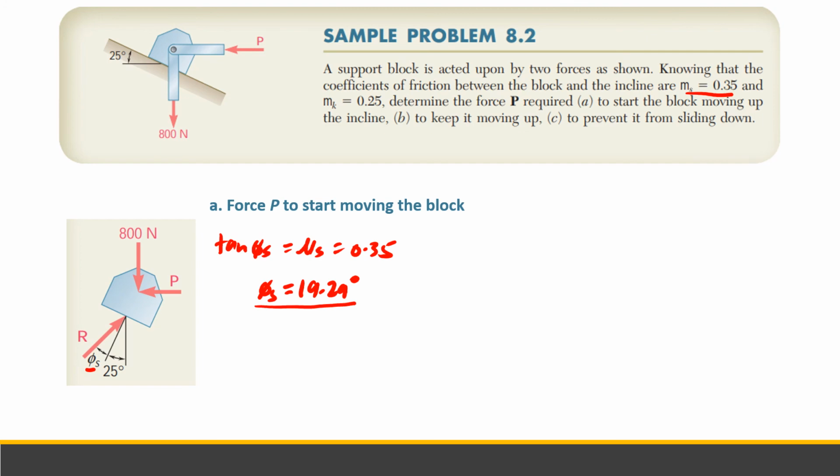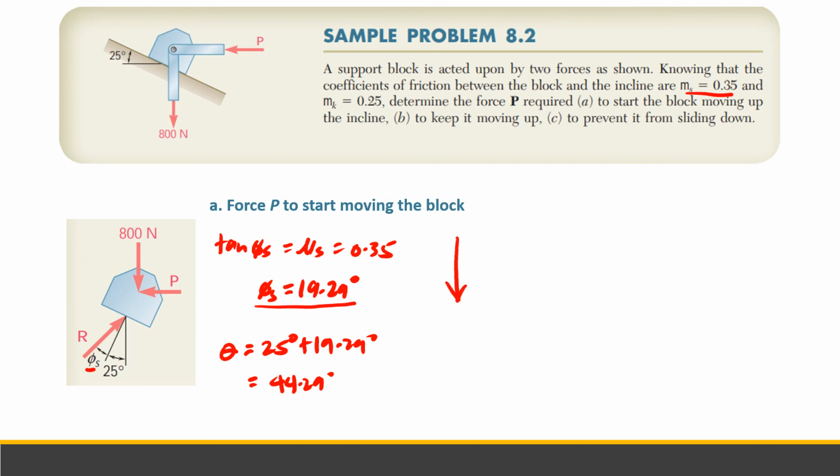Now, the total angle, or our theta, that we will use is equal to 25 degrees plus 19.29 degrees. So this is equal to 44.29 degrees. So that is our total angle, or theta. Now, since we have three forces, we can create a force triangle.